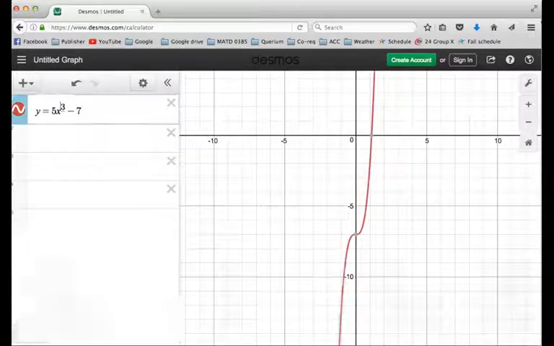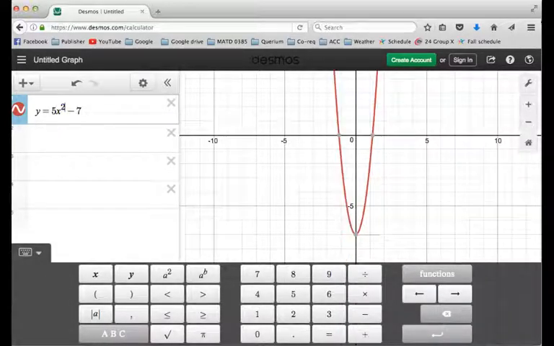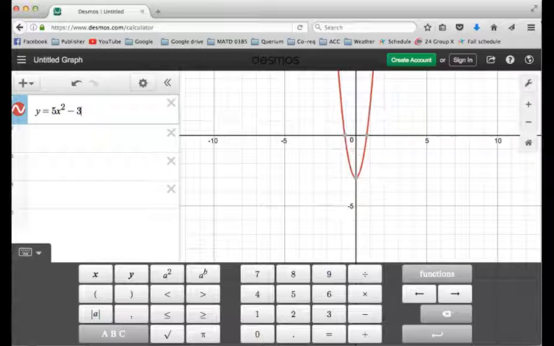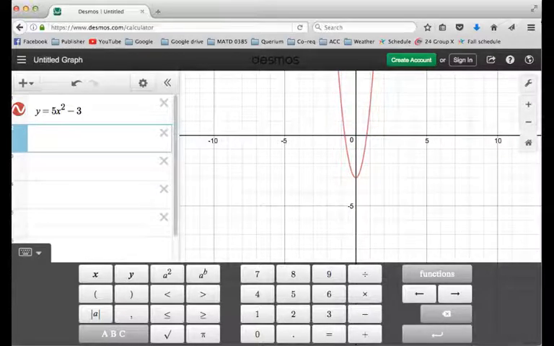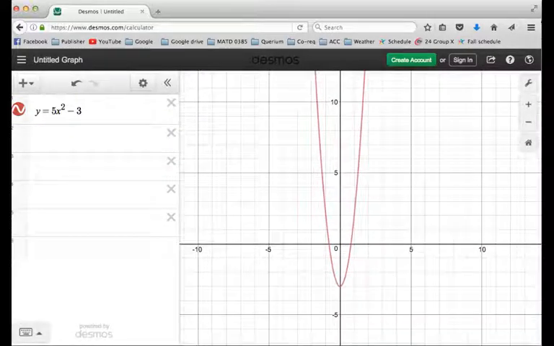Finally, I have 5x squared minus 3. I'll just change this power here and change this term to a 3. And I can see that I have a parabola stretched by a factor of 5 and shifted down 3. Shifting this graph down 3 units did not affect the symmetry about the y-axis. So this does in fact look like it has symmetry about the y-axis and therefore looks to be an even function.